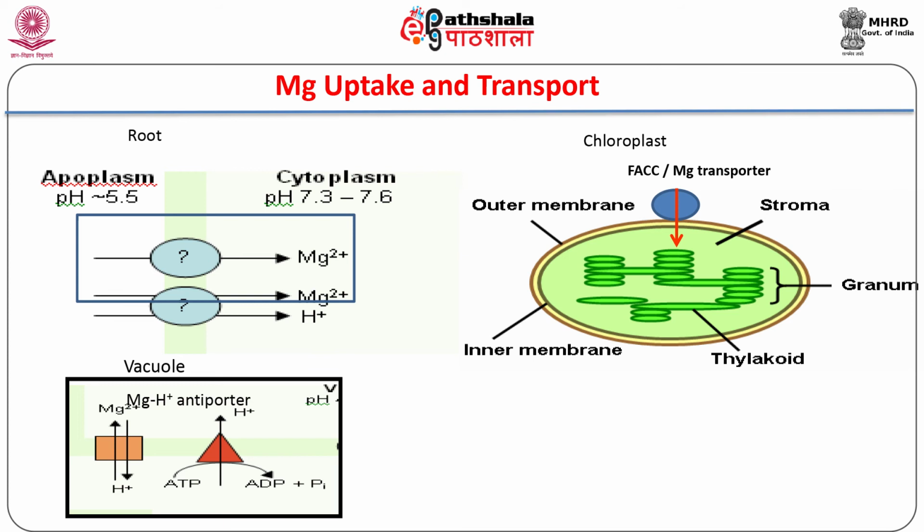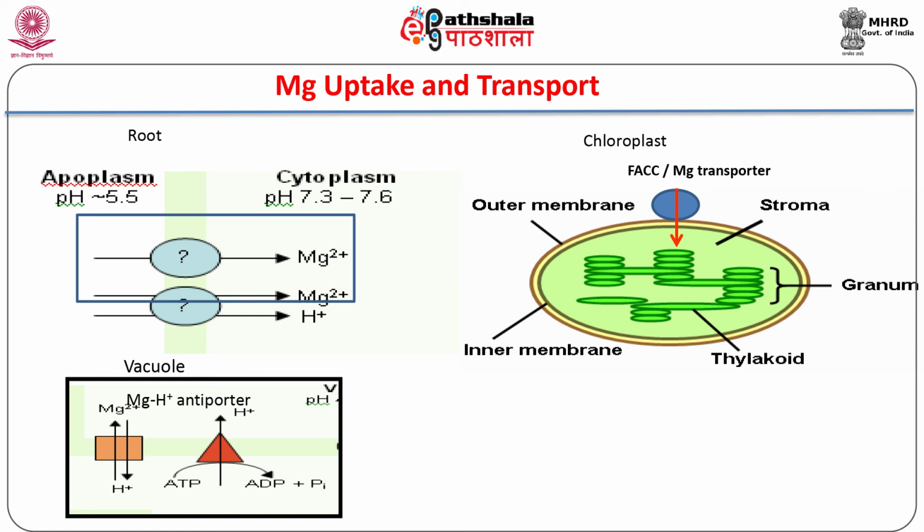Magnesium is an important constituent of chlorophyll, and its transport to chloroplast occurs through a high-affinity magnesium transporter as well as a fast-activating chloroplast channel called FACC, which is located in the chloroplast envelope. Import of magnesium into vacuoles involves a magnesium proton antiporter.